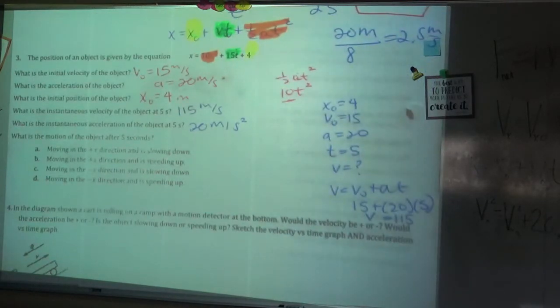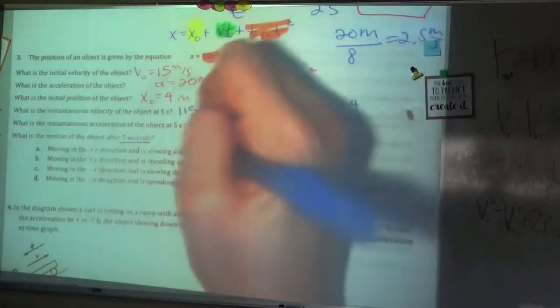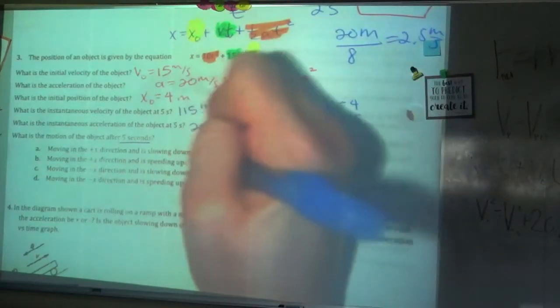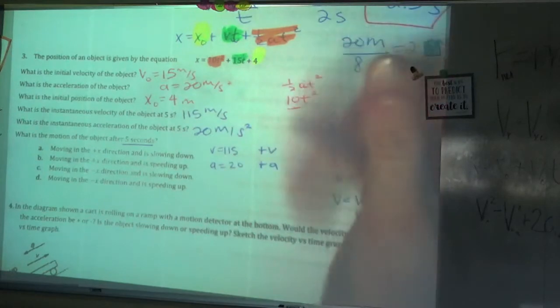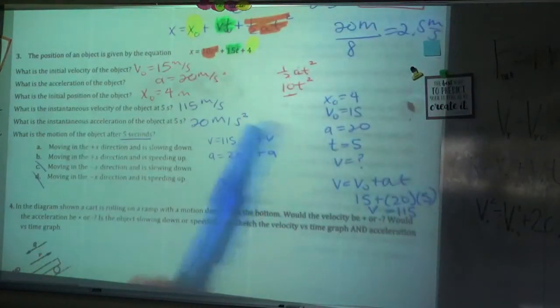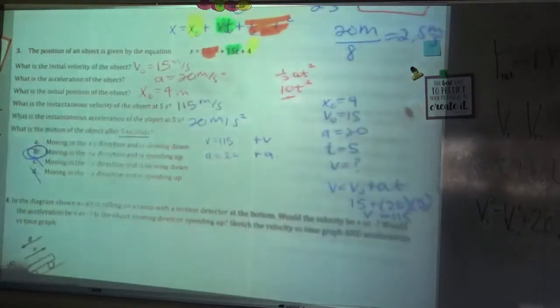And the motion of the object after 5 seconds, well, if your velocity is 115 and your acceleration is 20, that's a positive velocity and a positive acceleration, so it's moving in the positive direction. And because they are both the same sign, that means it is speeding up, b.